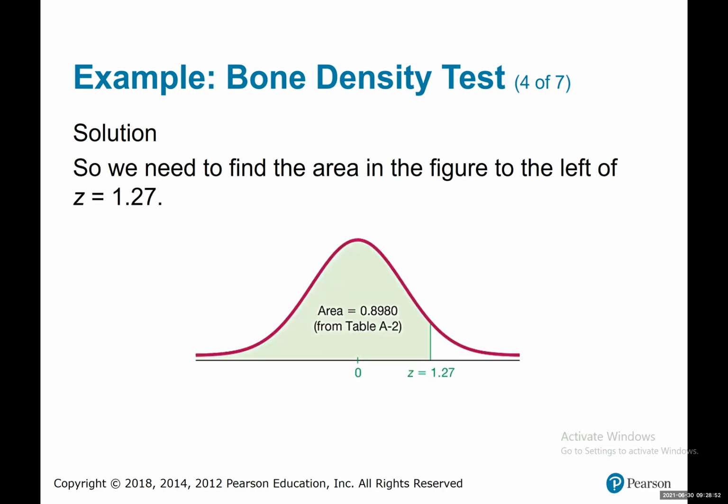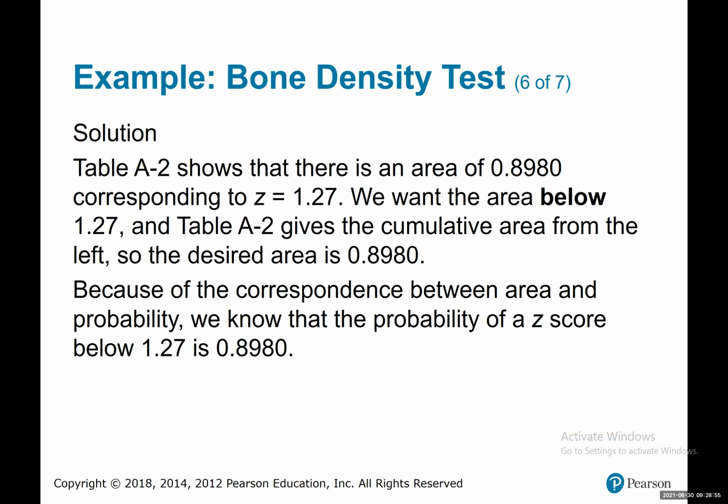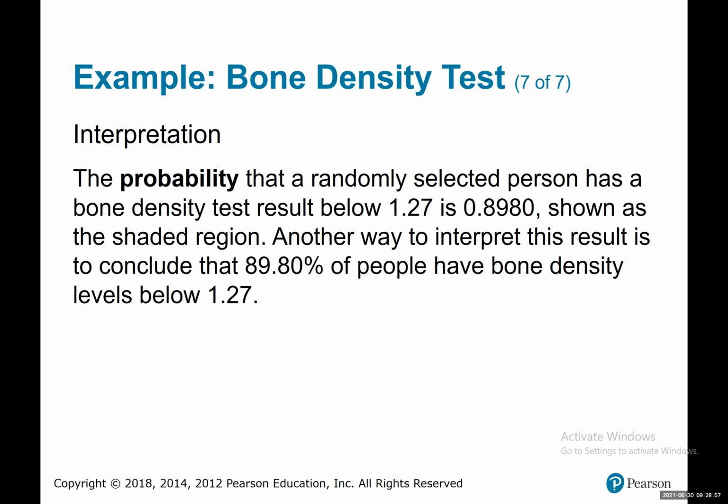So these are with table, forget about them. Okay. They wrote the conclusion as well. The probability of randomly selecting a person has a bone density of below 1.27 is 0.898. Okay. Or 89.8%.